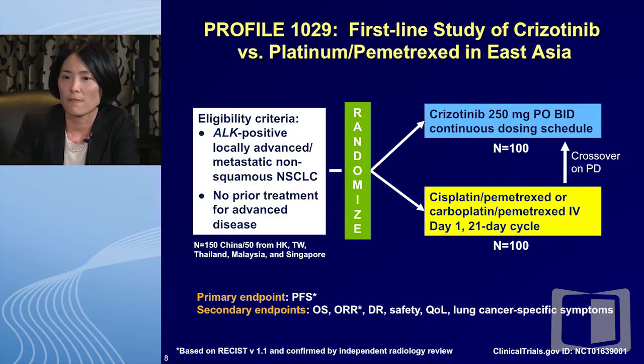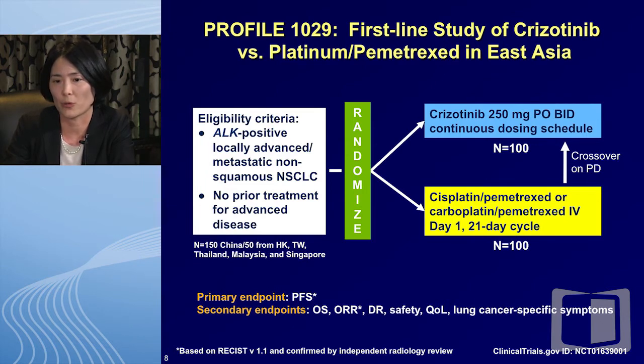This study actually has reached its accrual, and results may be presented this year at ASCO, so stay tuned for those results. There's a similar first-line study of crizotinib going on in Asia. This is PROFILE 1029, very almost identical design, except this will recruit only in Asia. As shown here, the breakdown from different Asian countries. Again, randomization to frontline crizotinib or frontline chemotherapy with a primary endpoint in both studies being progression-free survival.